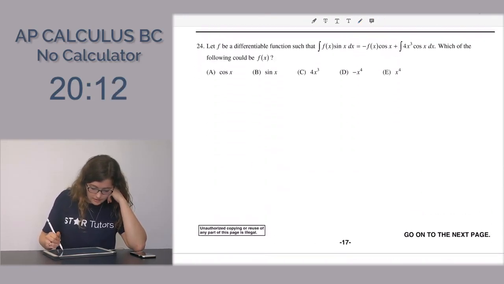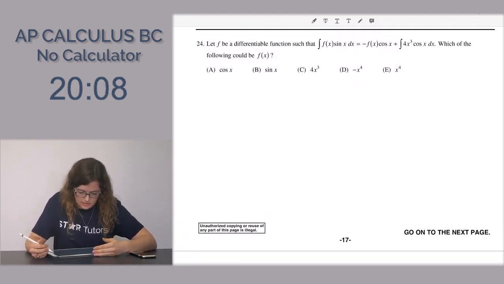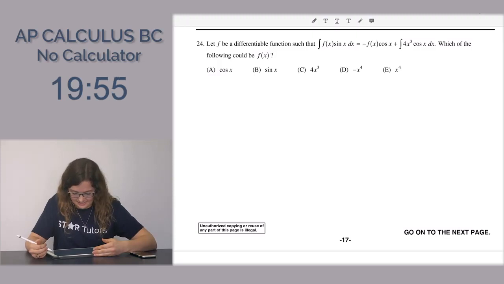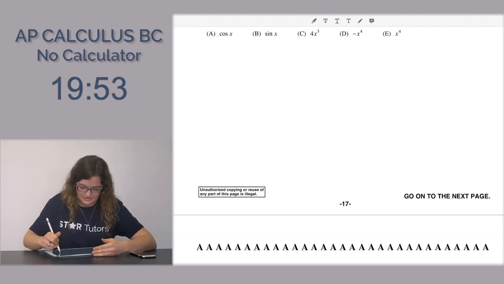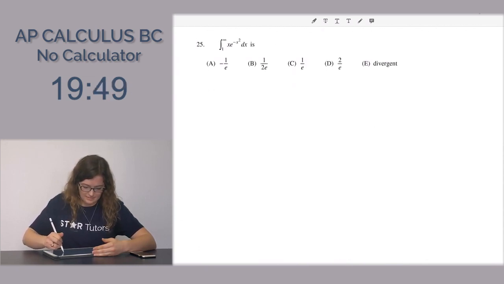Yeah, that's it. 24. Let f be a differentiable function such that this is true. Which of the following functions could be f? This is interesting. This looks like an integration by parts question. I'm going to skip this one for now. I don't think it'll be that hard, actually, but we're going to skip it because it just looks scary.